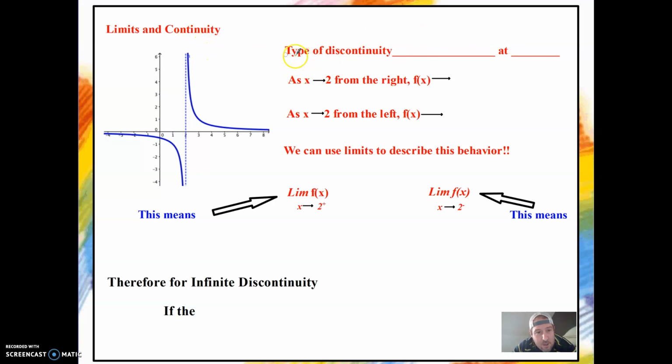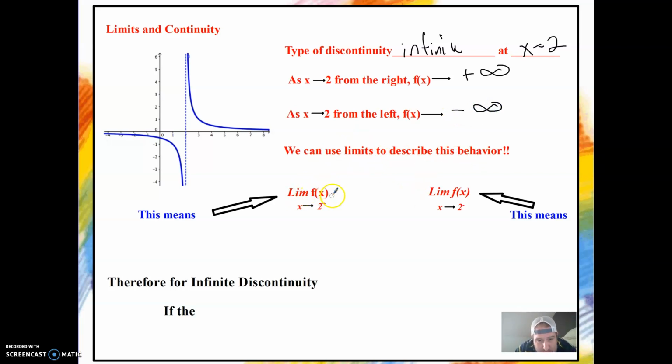We're doing it again here. So this is infinite, and it is infinite at x equals 2. As x is approaching 2 from the right-hand side, it's going up towards positive infinity. And as x is approaching 2 from the left-hand side, it's going down towards negative infinity. We can use limits to describe this behavior.